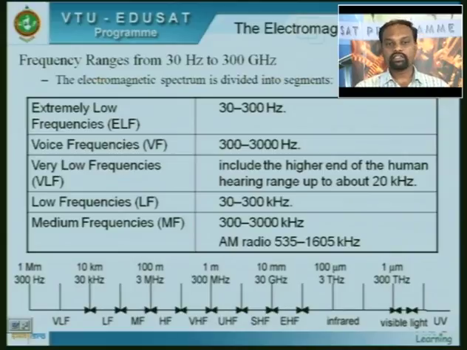Speech signal is in the range of 300 to 3000 hertz, or roughly up to 4 kilohertz, and the audio frequency is between 20 hertz to 20 kilohertz. Now, we have low frequencies, and we have medium frequencies, and your AM radio, which operates in the kilohertz range, is from 535 kilohertz to 1605 kilohertz.